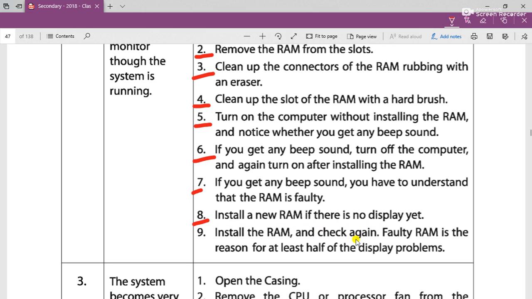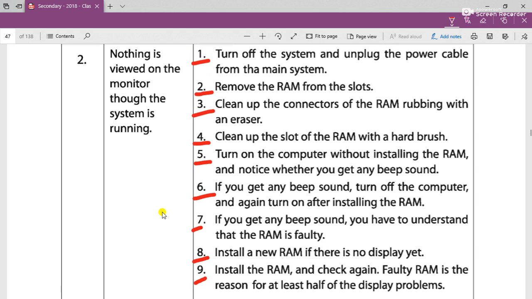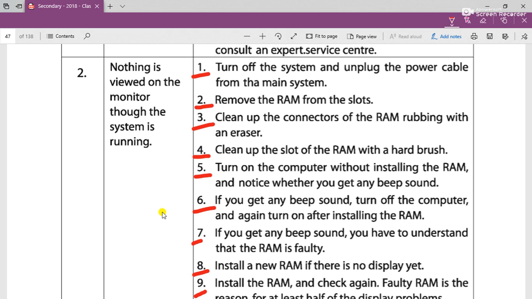Install the RAM and check again. Faulty RAM is the reason for at least half of the display problems. So mainly if we face a blank display but the system is running, then we have to follow these 9 procedures.